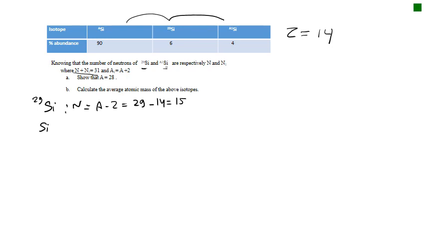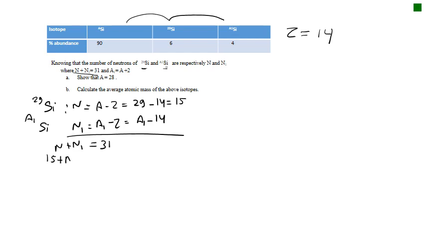For Si with mass number A1, N1 equals A1 minus Z. It is equal to A1 minus 14, since A1 is unknown. By adding the two numbers of neutrons, according to the relation above, it is equal to 31. N is 15 plus A1 minus 14, equal to 31. So A1 equals 30.